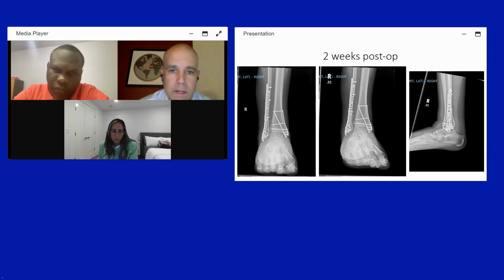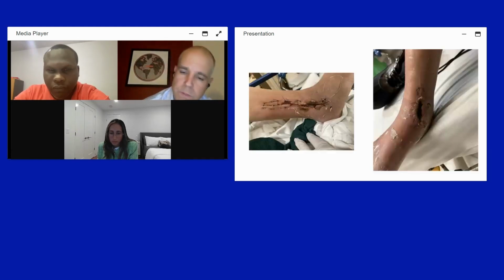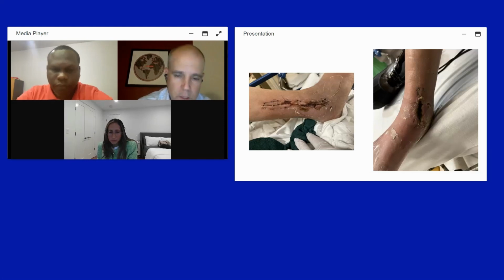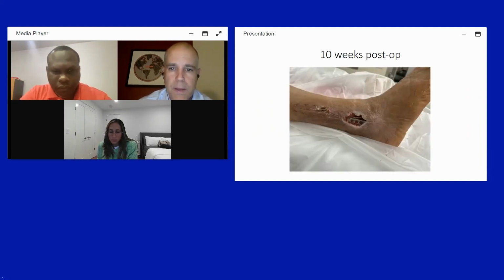When we saw him back at 2 weeks, he was looking good, and then he disappeared. He was seen at an outside hospital, I think 3-4 weeks later. This is what his wounds look like. As we'd imagine, this medial soft tissue has that necrotic look. The lateral side is not looking the healthiest, and then ultimately he shows up back in our ER 10 weeks post-operatively with exposed hardware. All right, so now the big question is, what do we do?